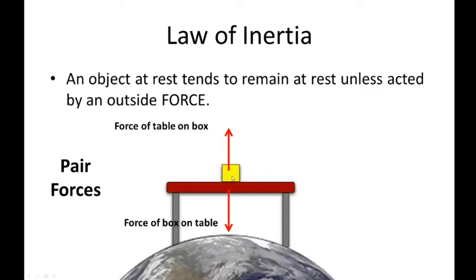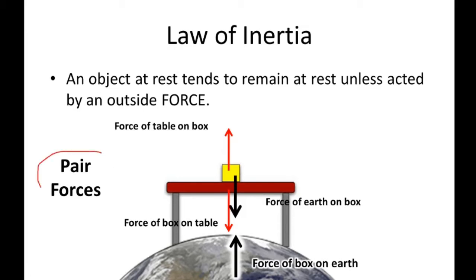If we include the Earth, because this thing is on Earth and the Earth is pulling because of gravity, there's the force of Earth on the box. So the box is being pulled by the Earth downward. In return, the box also is pulling the Earth upward. Again, this force cannot exist without the other force, so these are pair forces. This is Newton's third law of motion about pair forces. We are not talking about the law of inertia.